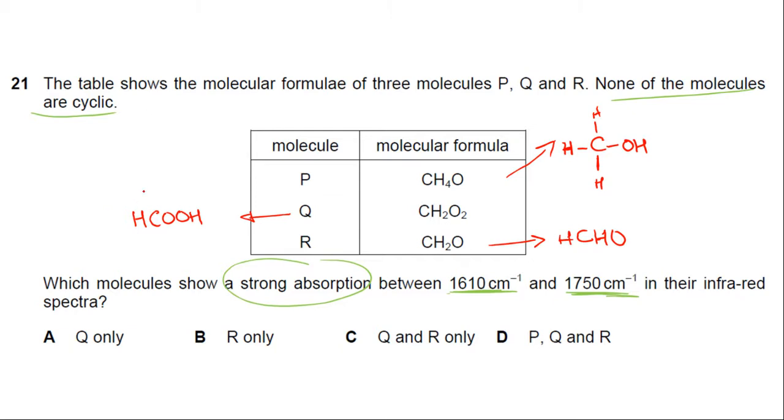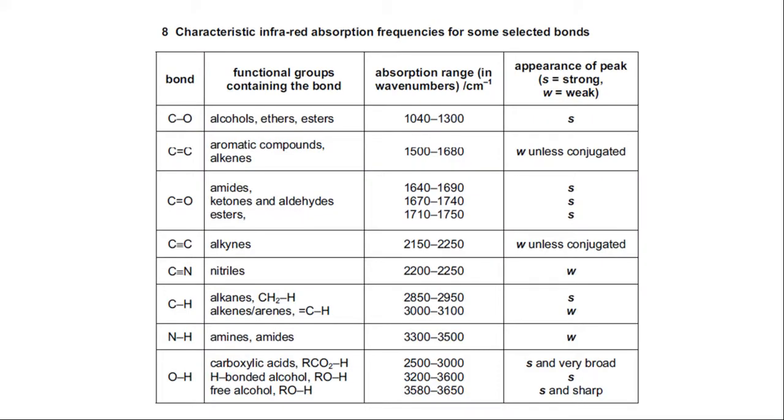Okay, so the structure, I hope, for this is clear. It would be like C and then a double bond and then OH. And for the case of your methanol, I hope you would know that it will look something like this. Okay, now we need to see a strong absorption between 1610 and 1750. So let's dive into the table.